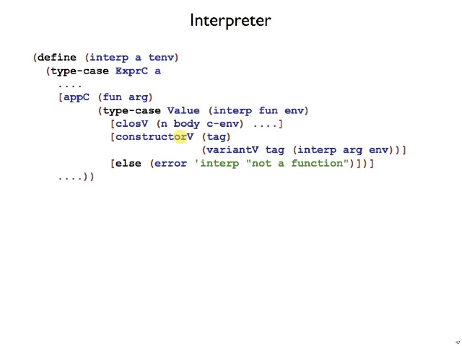To use constructor v's, we have to change appc. So now the kinds of things you can apply are either closures or constructors. And when you apply a constructor to an argument, you just create a variant v using the constructor's tag and the result of the argument expression.